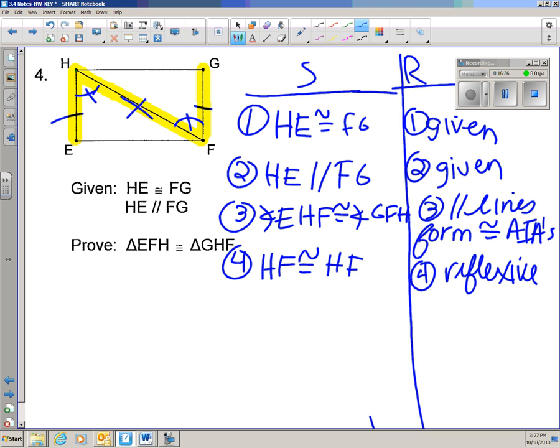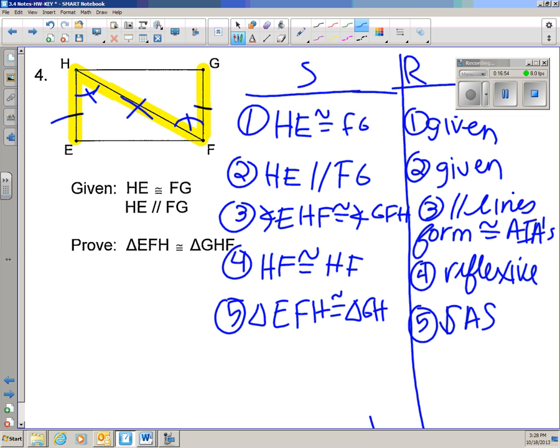And we do have an angle sandwiched in between two sides. We do have an SAS triangle, or SAS congruence, I should say. And it is the triangles that they were asking you for. Triangle EFH is in fact congruent to triangle GHF because of side angle side.